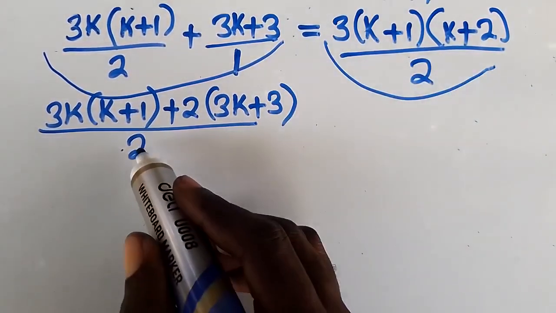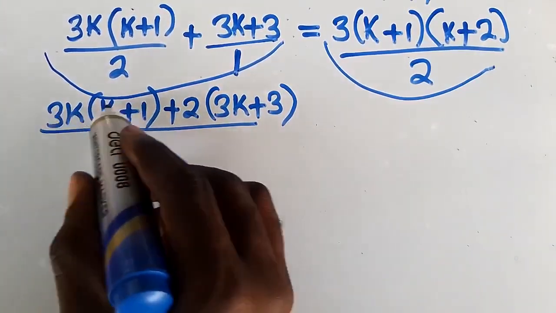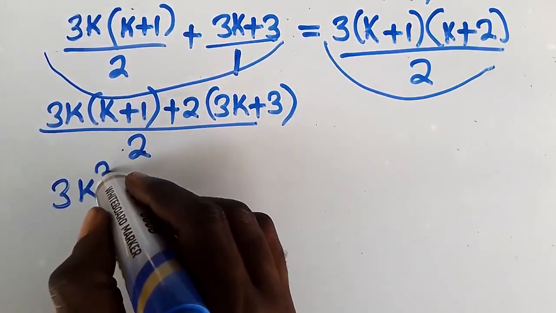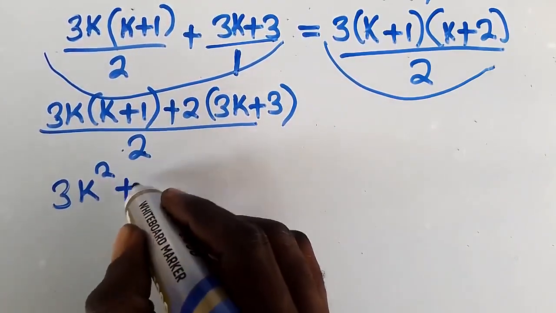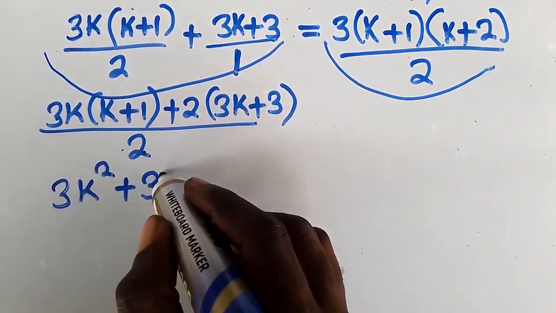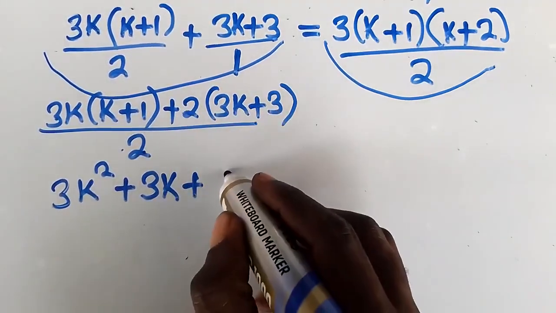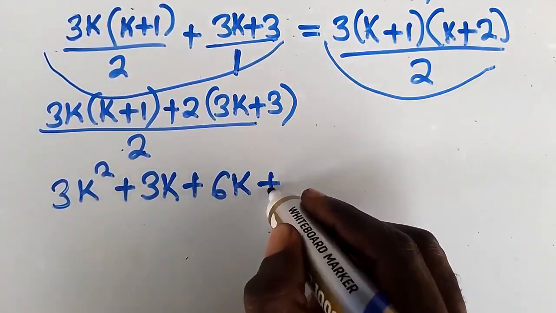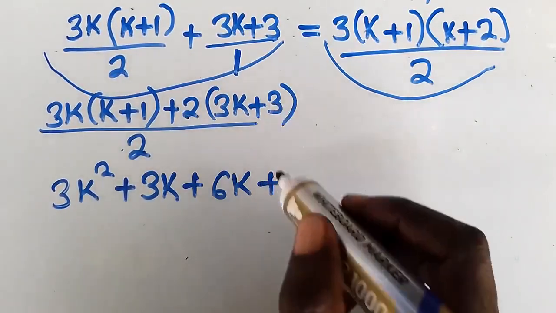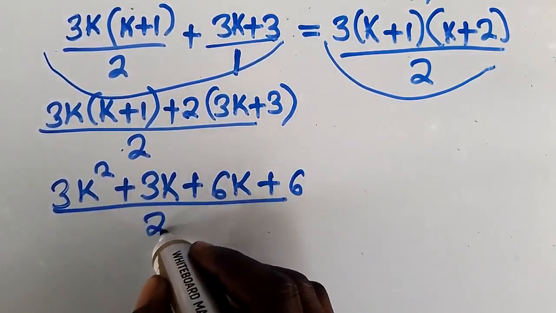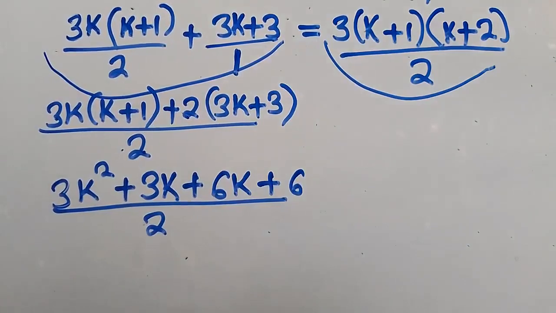So what you need to do from here now, you multiply this times that, you are going to have 3k squared. This times that, you are going to have 3k. This is what you are going to have. Plus, this one is 6k. Then plus, this times that, that is 6, like this. Over 2. This is what you are going to have.